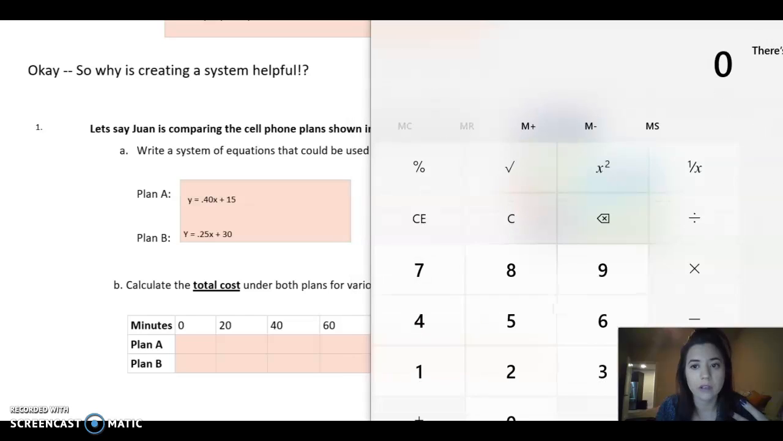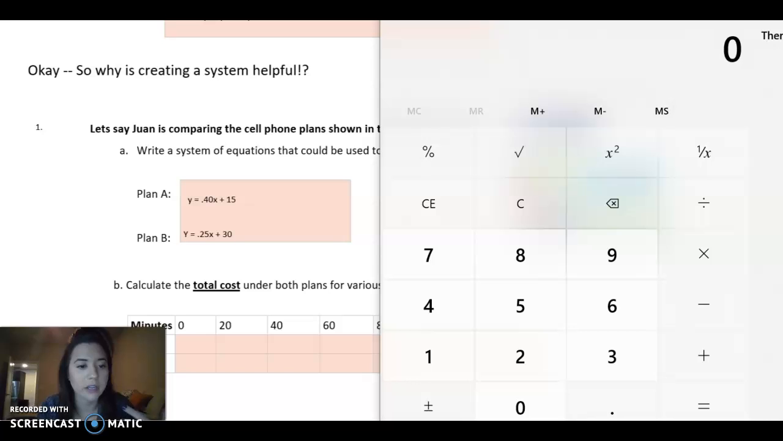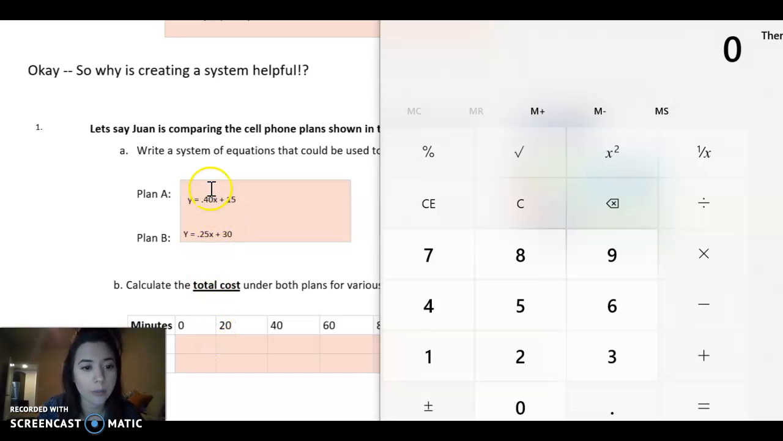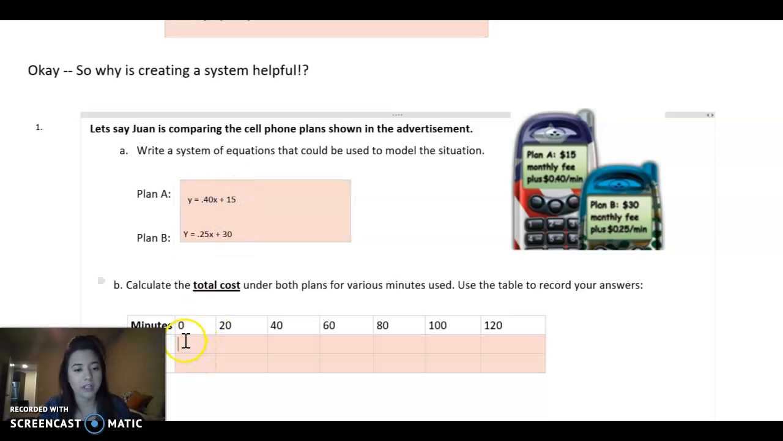Okay. Cool. You can see everything there. I need to move my little face. Okay, so we're going to start with plan A. That's the first one here. And we're going to do 0 minutes. So if we plug in 0, well, I know that is just going to go away. So 15 is all we have left.